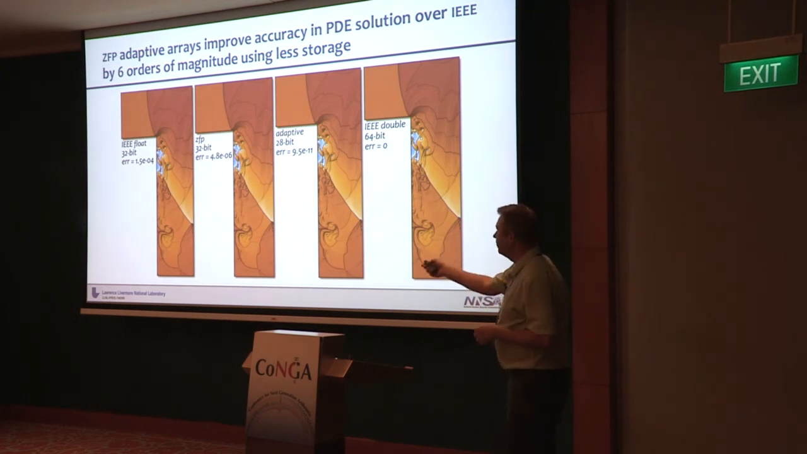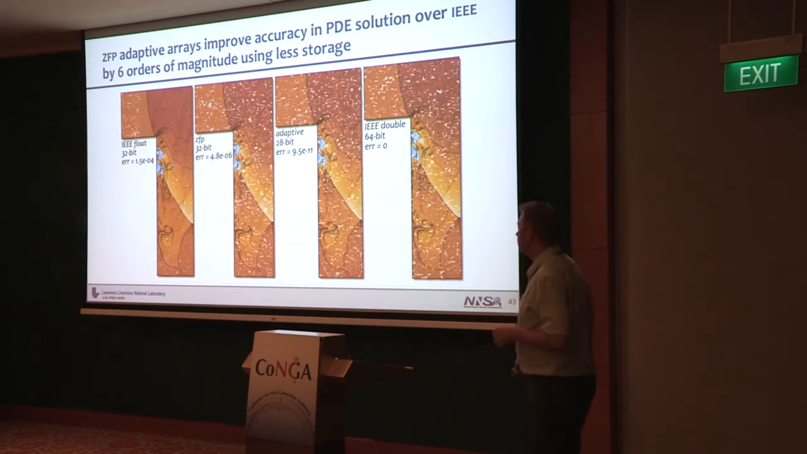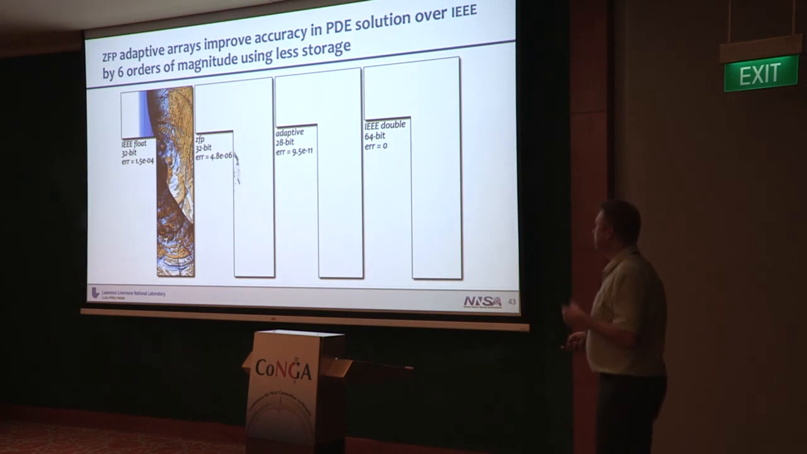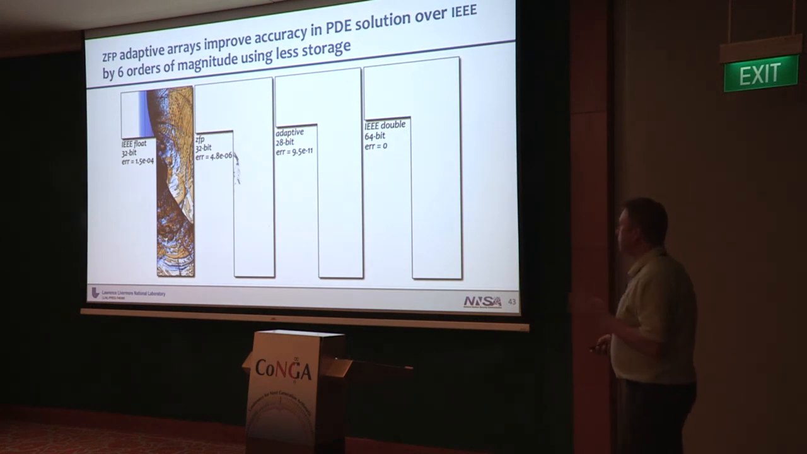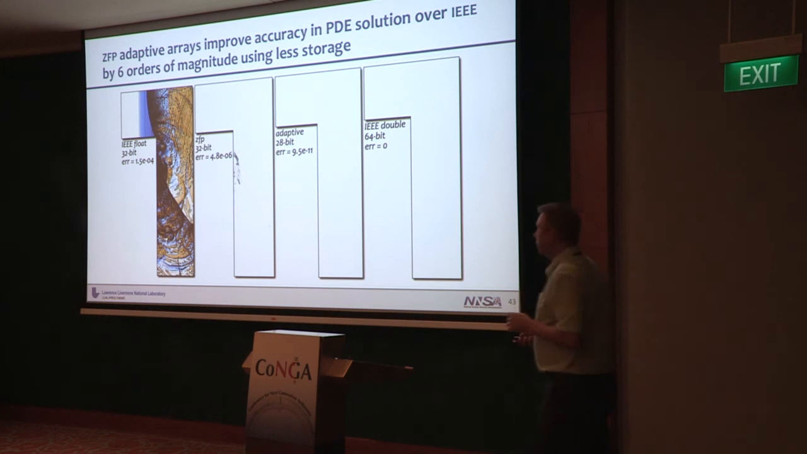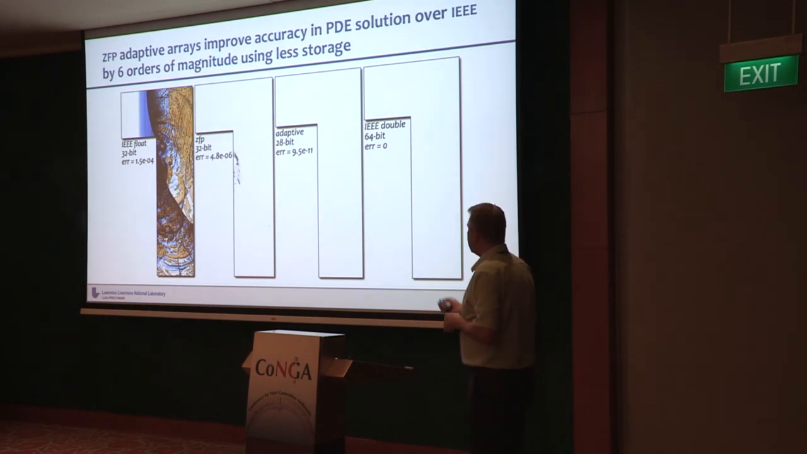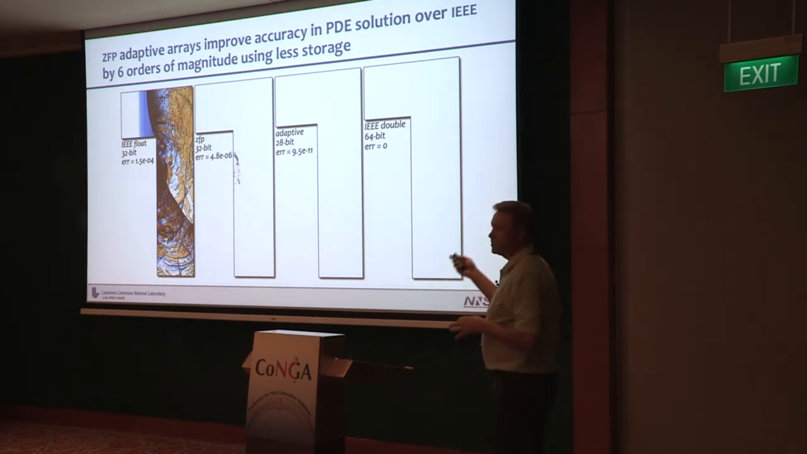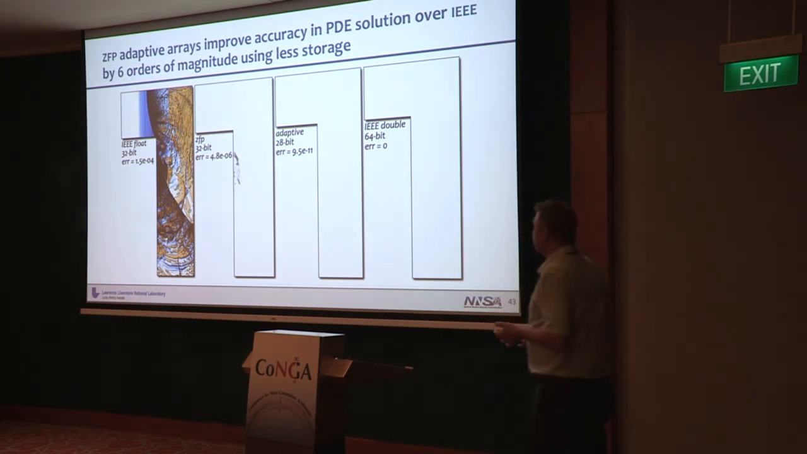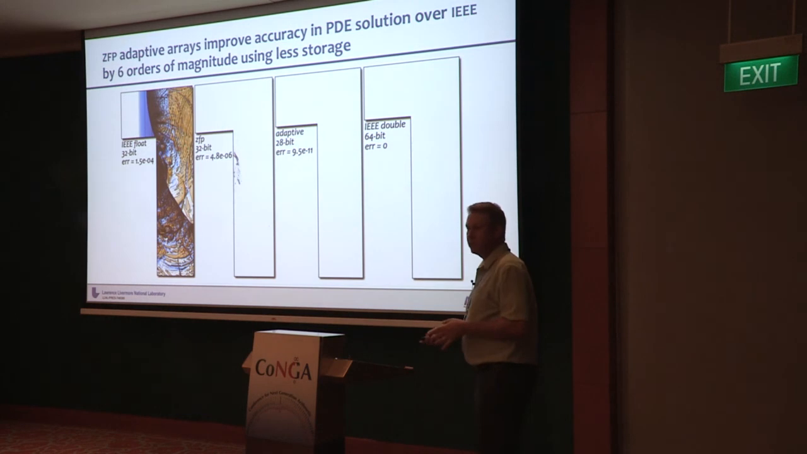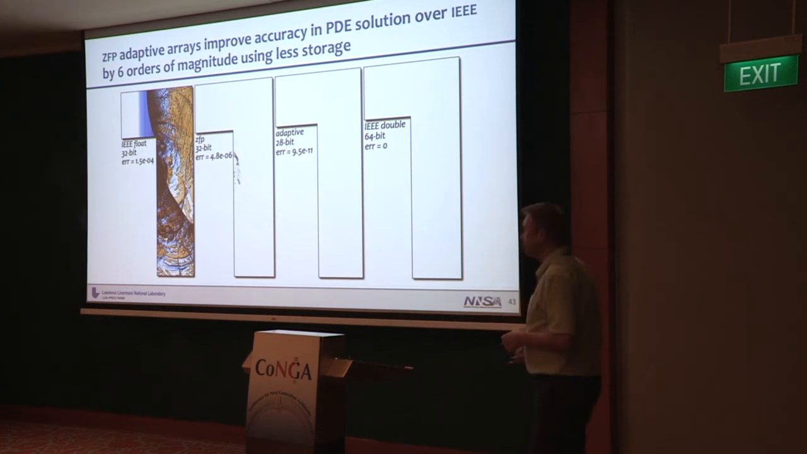You're not going to be able to visually see any difference between these, so what I'm going to do here is actually show you the error maps. You can see IEEE floats. Lots of error, lots of things going on there. ZFP does better, but compared to ZFP in its new adaptive rate mode, where we're using only 28 bits per value, we're getting on the order of 6 to 7 orders of magnitude improvement over IEEE single precision.